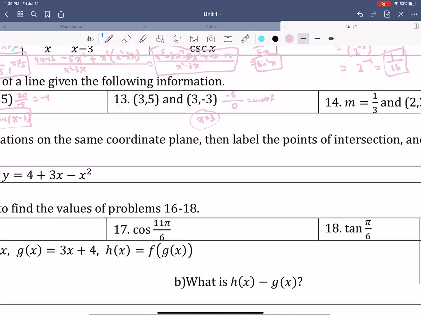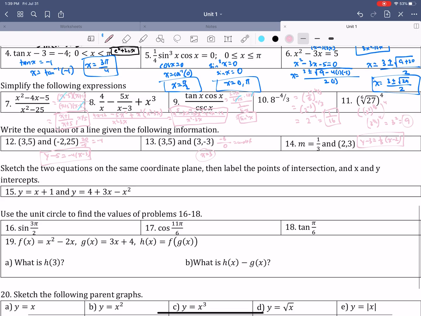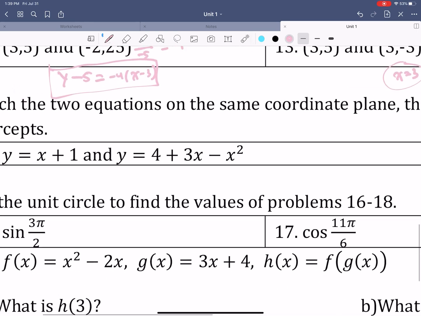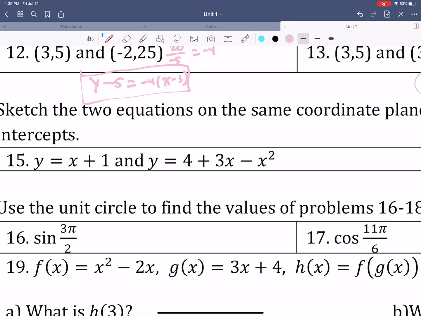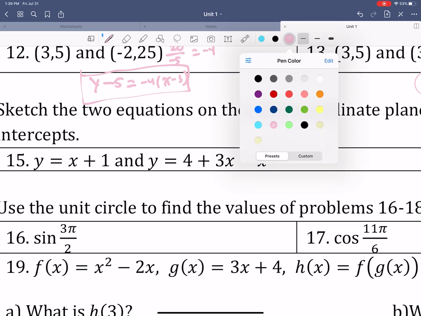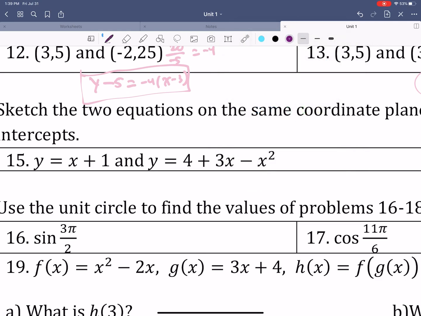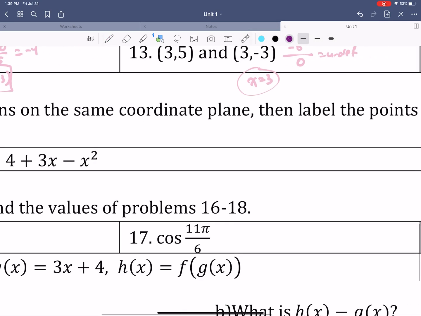Sketch the 2 equations on the same coordinate plane, then label the points of intersection. Okay, so let's just do a sketch. Y is equal to x plus 1, y is equal to 4 plus 3x minus x squared. That's a parabola. Okay, let's change colors. Let's go purple.